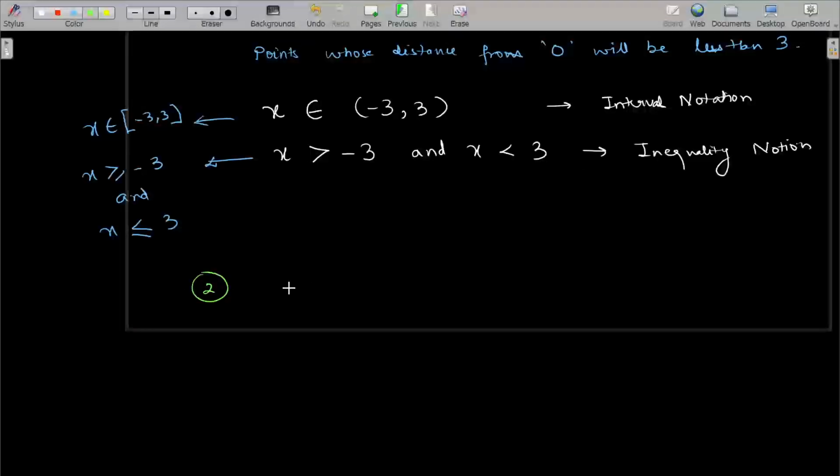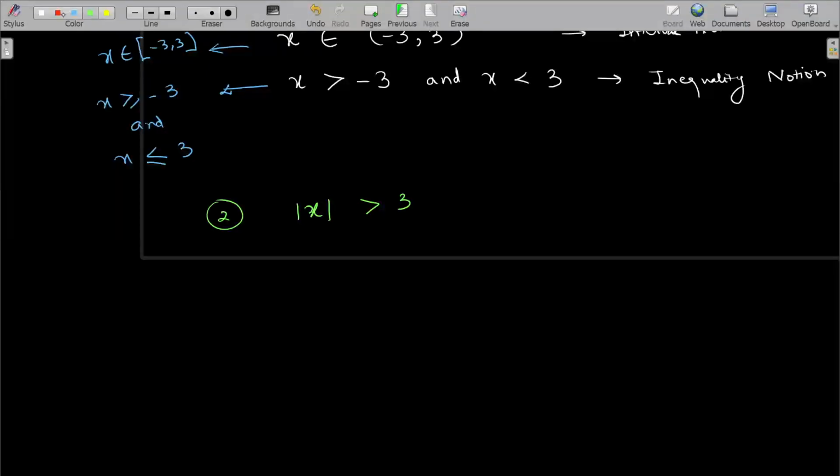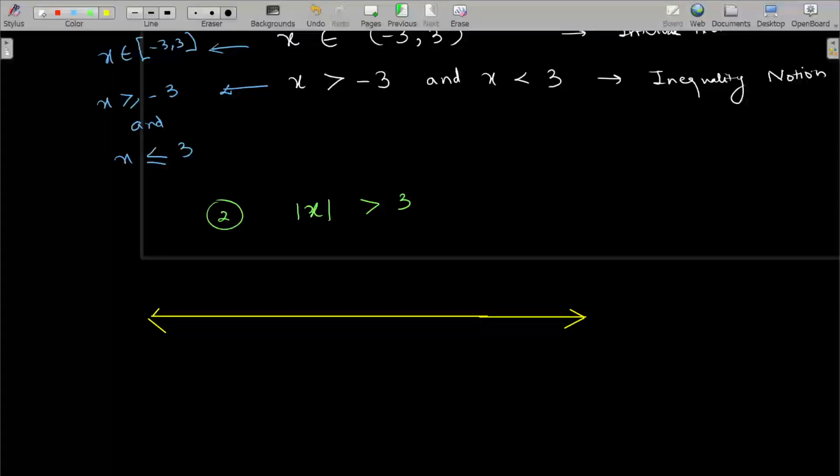Okay, Anishka, now we will do the other case, when I'll just reverse the inequality. Absolute value of x is greater than 3. So now you think about it, what will happen in this case? Meanwhile, I'll draw the number line. Let me know if you can guess the correct solutions.